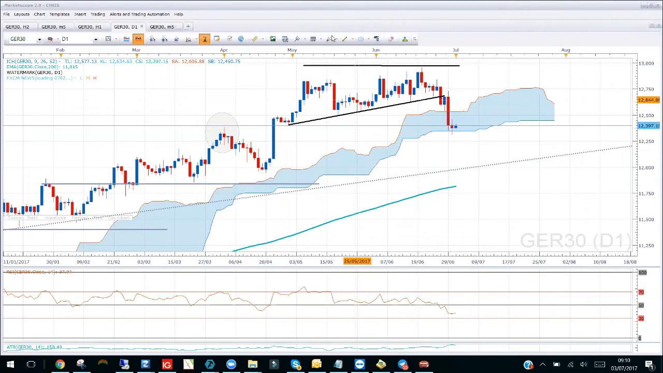Okay, so we've got the start of a new week. We've got the 4th of July holiday tomorrow for the US markets as well. But we're starting off with the daily chart for this morning.